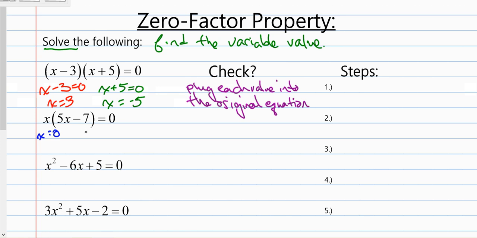For the second factor, it might take a little bit more time. 5x minus 7 equals 0, which will happen when 5x equals 7. I added 7 to both sides. Let me give myself a little bit more room. And this will be 0 when x equals 7 over 5. And it's perfectly okay that we have a fraction for our x value. That's fine. It's not a problem at all.